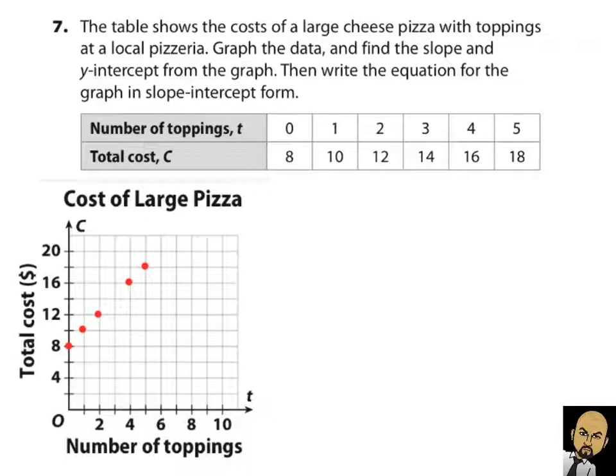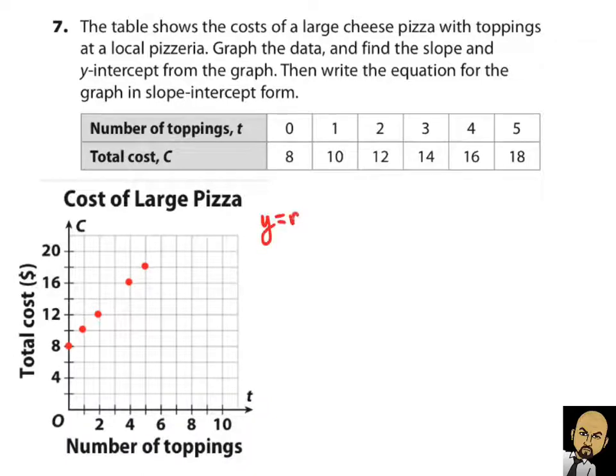The next thing we want to do is we don't want to connect the points, because if you look at toppings, can we have a fractional value of toppings? No. So even though the points are in the shape of a line, we're not going to connect the points. And we talked about that during class a couple of weeks ago.